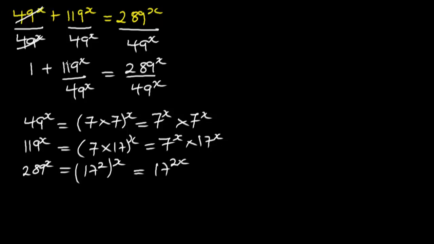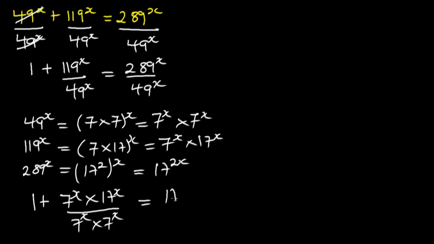So in place of these terms, we are going to write what is over here. Now we are going to have 1 plus 119 exponent x is now 7 exponent x times 17 exponent x, all over 49 exponent x is now 7 exponent x times 7 exponent x. So this will be equal to, then we have 289 exponent x, which is now 17 exponent 2x all over.